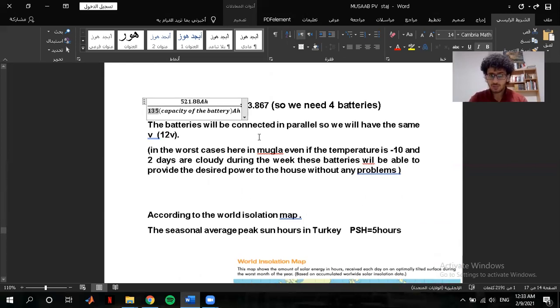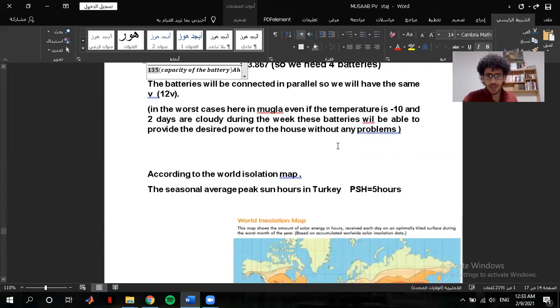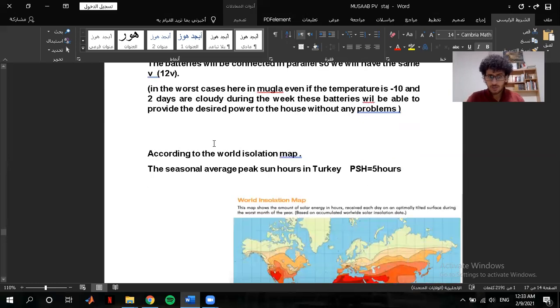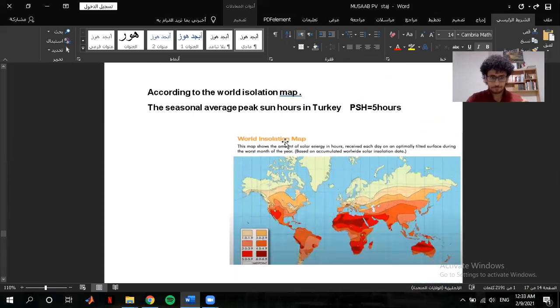The batteries will be connected in parallel because we want 12 volts. We don't want to get like 48 volts. In the worst cases here in Mugla, even if the temperature is minus 10 and 2 days are cloudy during the week, these batteries will be able to provide the desired power to the house without any problems.